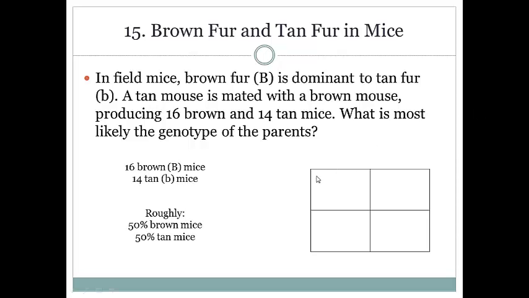So if there's 16 brown mice for 14 tan mice, that means that we have roughly 50-50 brown mice to tan mice. So with the Punnett square, a lot of times you can kind of just play around and see what you end up with. So let's say that we have big B, little b for both parents.